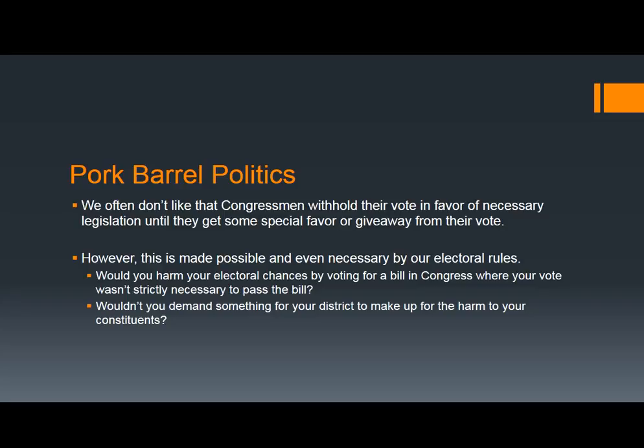But I want to encourage you to think about how else you would get these people to vote for the bill, right? This is made possible, and I think this is made necessary, by our electoral rules. After all, put yourself in their shoes. Would you harm your own electoral chances by voting for a bill in Congress where your vote wasn't strictly necessary to pass the bill?